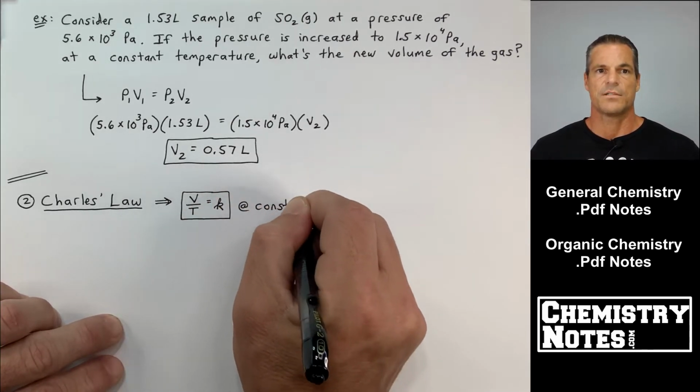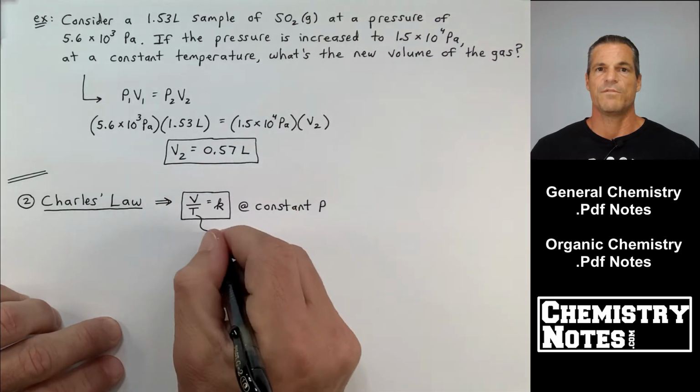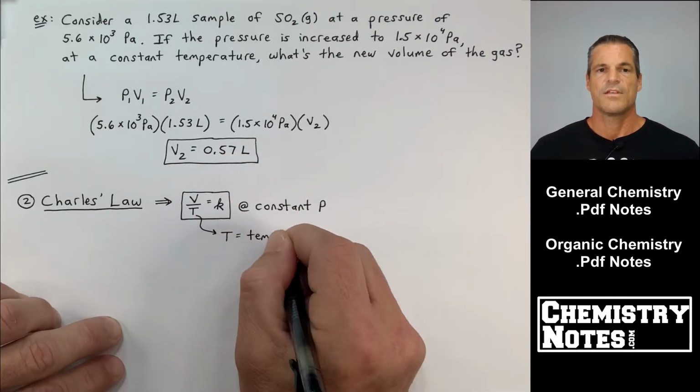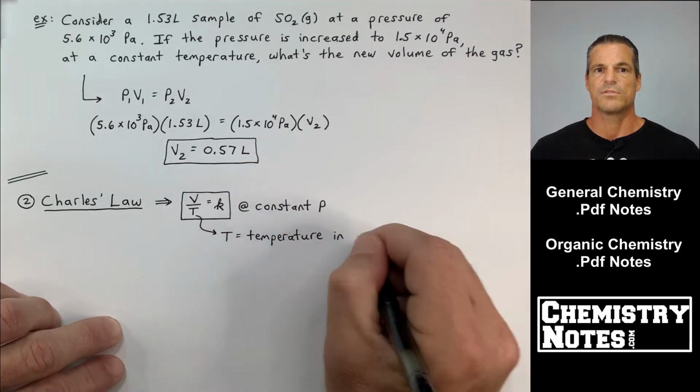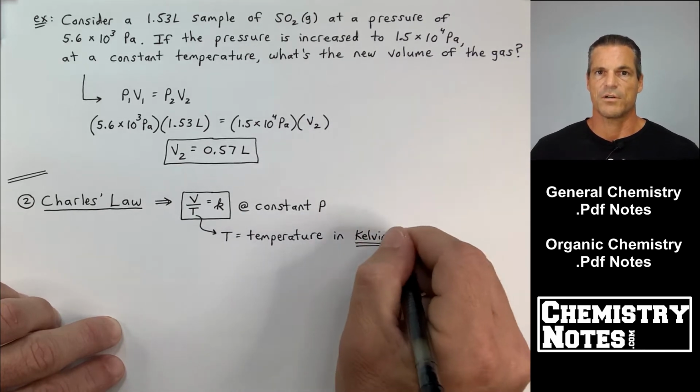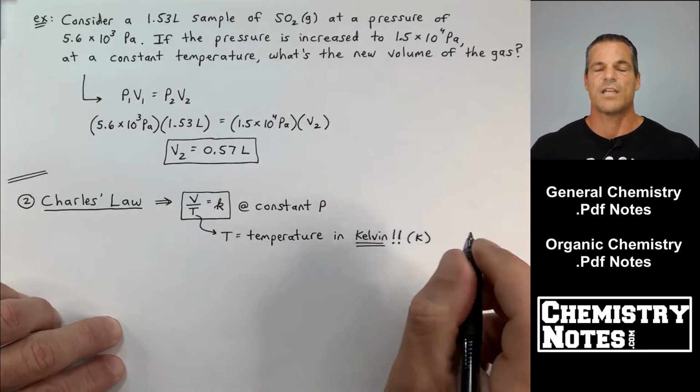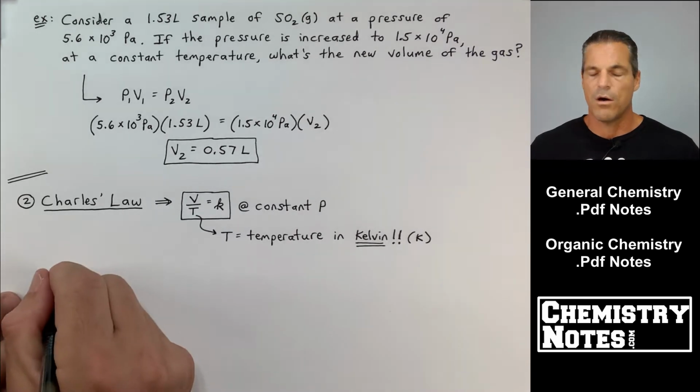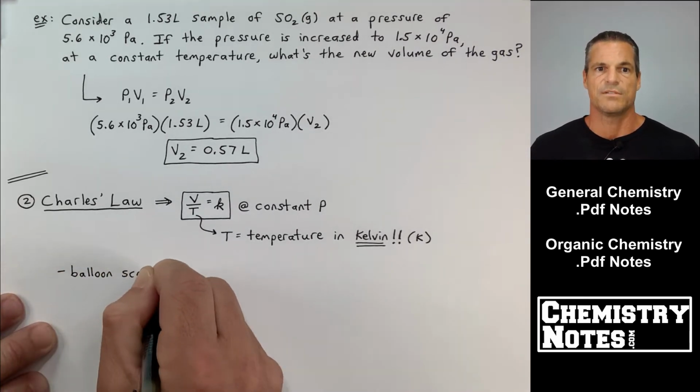The second law I want to talk about today is a relationship between volume and temperature. V over T equals K at constant pressure, with the other variables held constant. The temperature must be in kelvins, okay? Always think of temperature in kelvins.